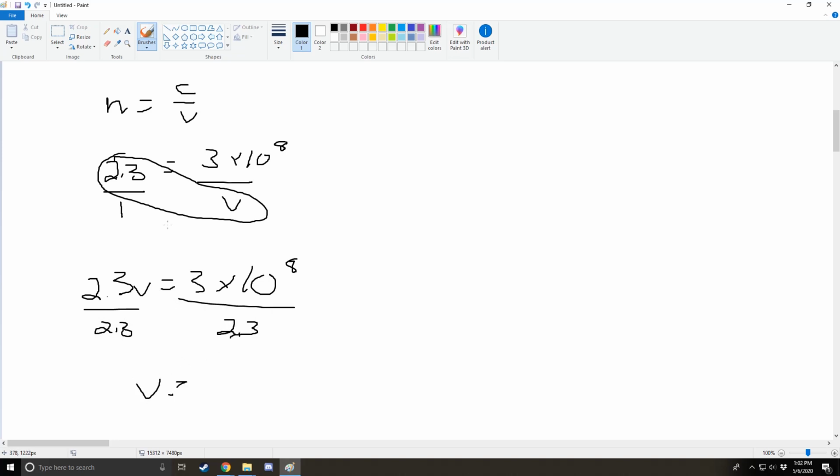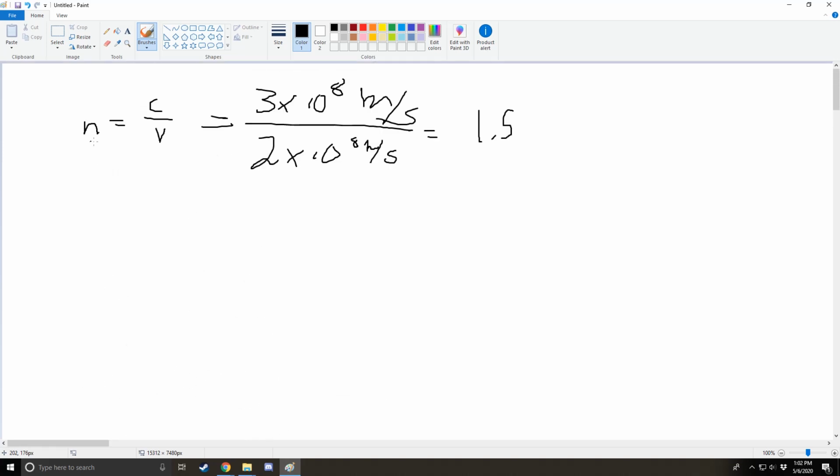And I get 1.3 times 10 to the 8th. I know I did this right because I get a speed that is less than 3. If you get a speed that is greater than 3, you've broken physics. And if you get an index of refraction that's less than 1, you've also broken physics.